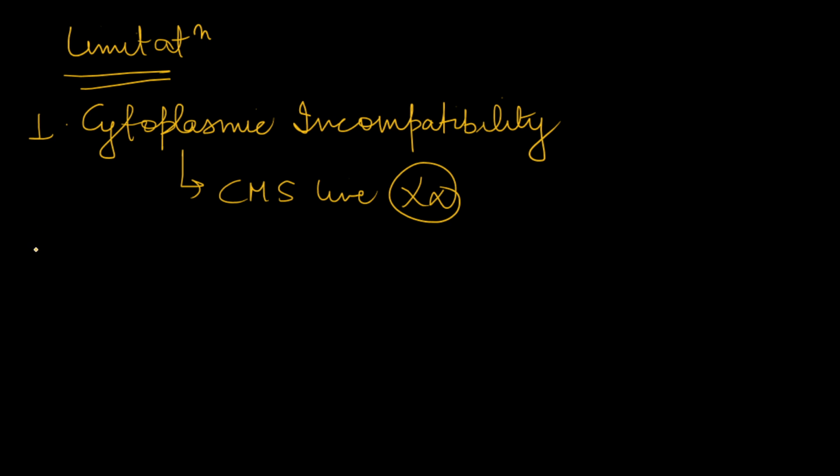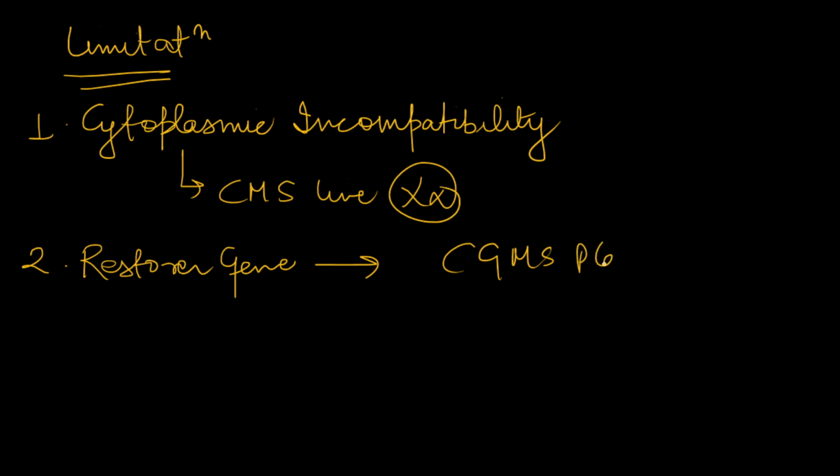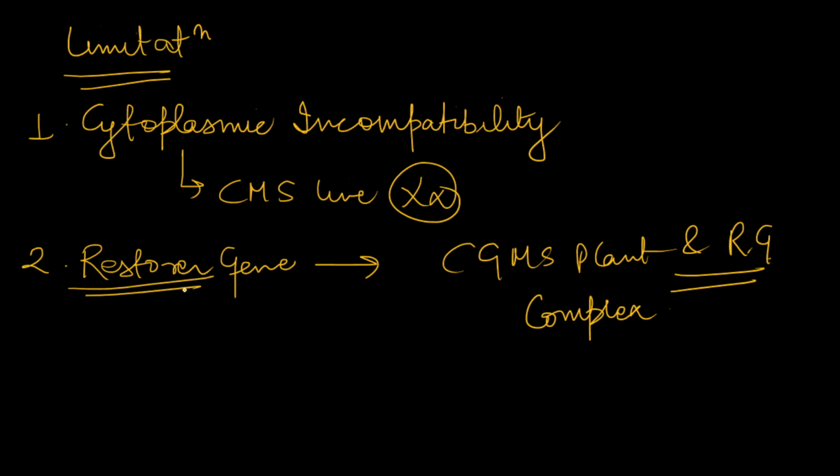You can simply write it. So cytoplasmic incompatibility is one limitation. Another limitation is restorer gene. So what happens? Various times restorer gene are used to introduce or you can say restore fertility in male plant. But the interaction between CMS and restorer gene can be complex and requires careful management. So the interaction between the CGMS plant and this restorer gene can be very complex. So it acts as a limitation or challenge. And this restorer gene is used to regenerate the fertility.